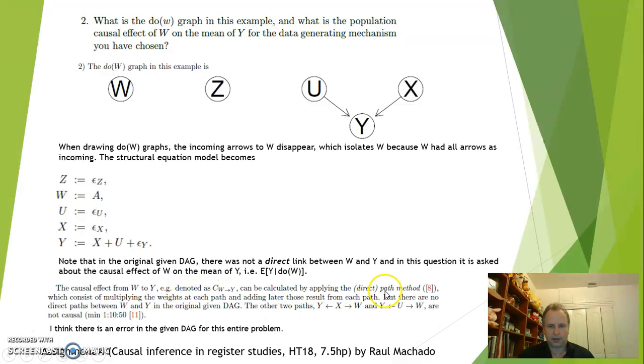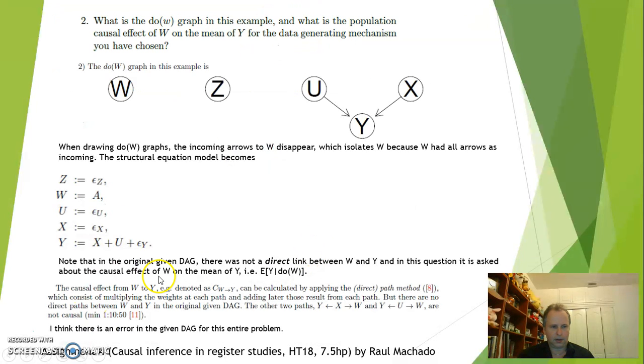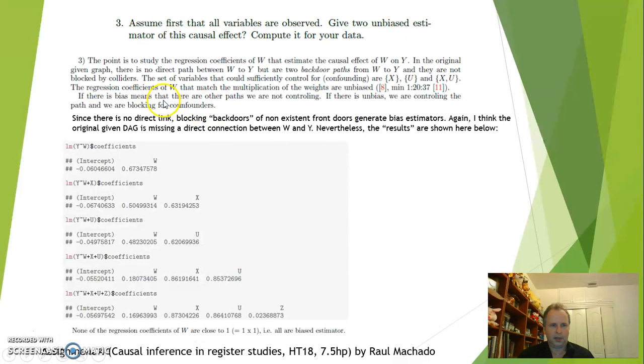It can be calculated by applying the direct path method. There is a reference there, which consists of multiplying the weights at each path and adding those results from each. But there are no direct paths between W and Y in the original graph. The other two paths, these two, are not causal. I think there's an error in the DAG for this entire problem. Anyway, I did a correlation, but all of them are biased because I'm blocking using backdoor, but there's no front door. So there's something missing in that DAG.